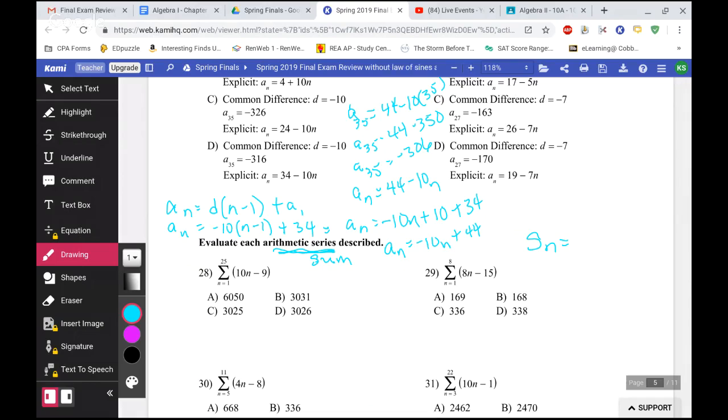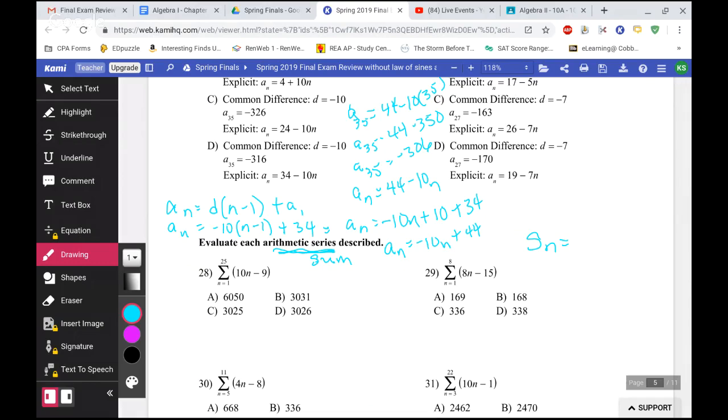Are you going to label which formula goes with which one, or is it just going to be there? It's just going to be there. Okay, so we're going to have to know which one is the arithmetic series and which one's the arithmetic sequence.